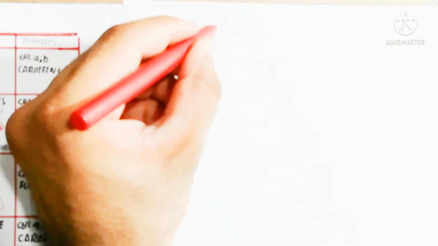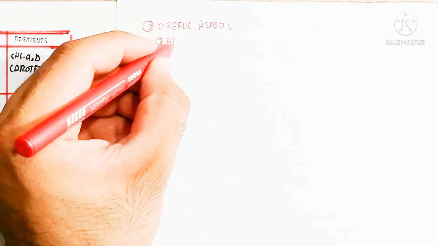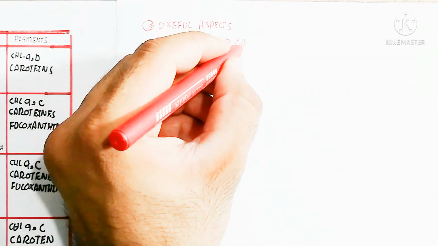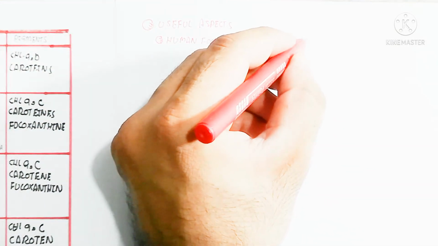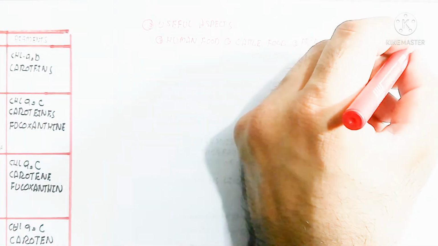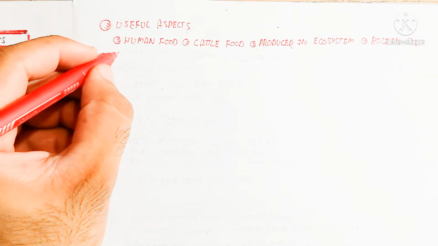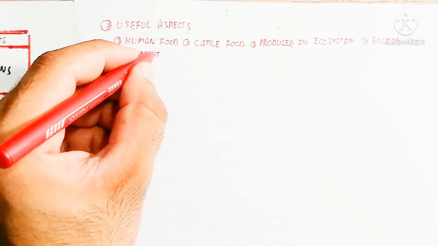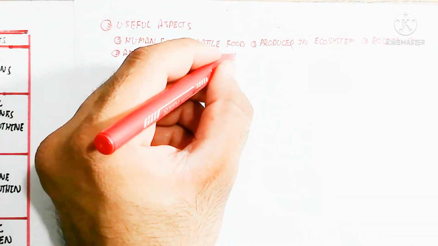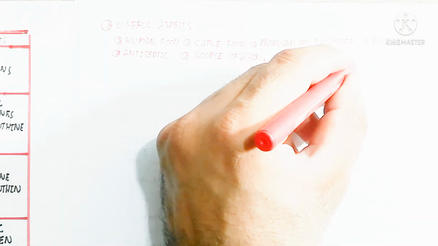So next we will discuss the useful aspects. The useful aspect is human food, which means vitamin A, vitamin C or different extracts can be obtained in the biotechnological revolution for the health of human beings. And cattle food is also used, and they are produced in the ecosystem and play a role in oxygen production.